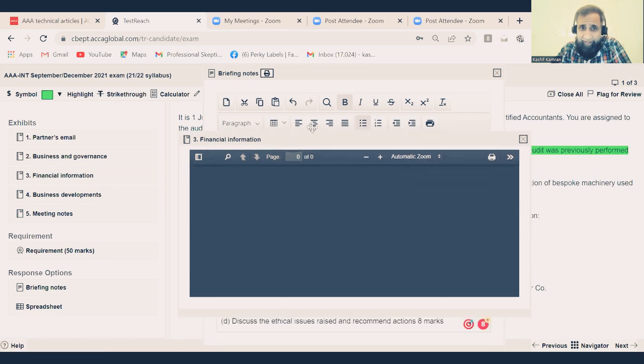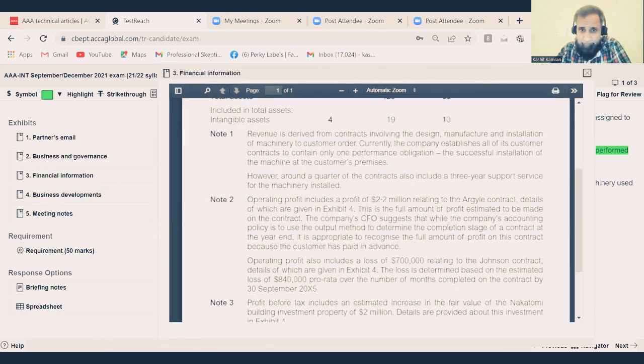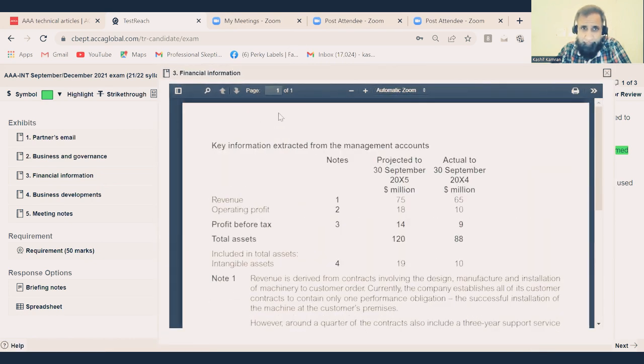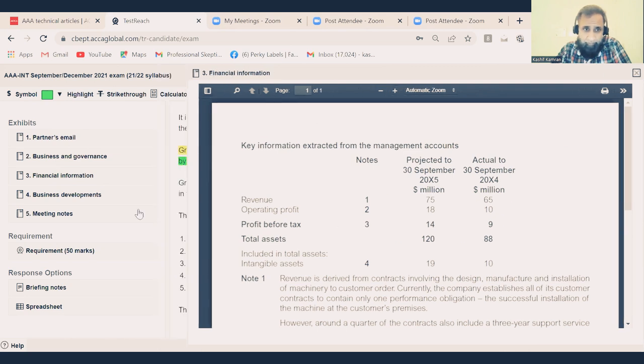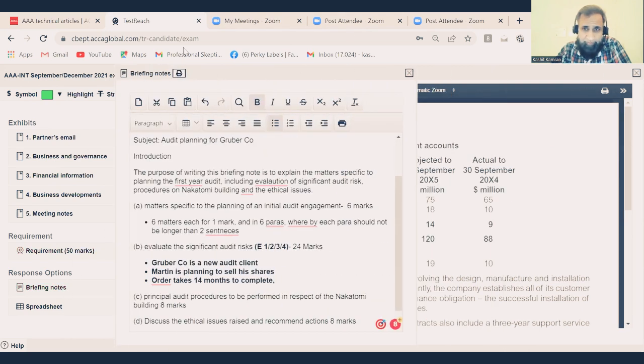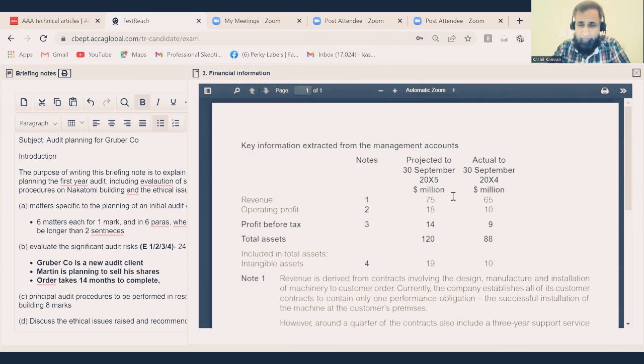Okay, can you all see Exhibit 3 in front of your screen now, which has extracts from the financial statement?